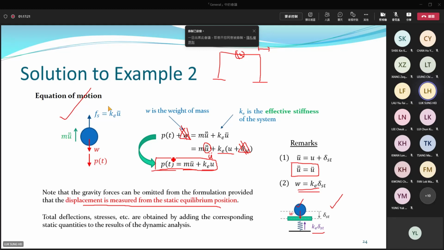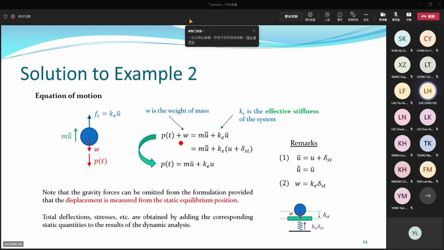You can measure from undeformed positions, but it will make the equation slightly more complicated, because if you measure from the undeformed position, there is one extra constant on the right-hand side. In case you measure from the static equilibrium positions, then it's just like horizontal vibrations. No need to consider set weight. Okay, this is what we can observe from this example 2. So when a system is under vertical vibrations, we are still able to formulate the equations of motion in this way.